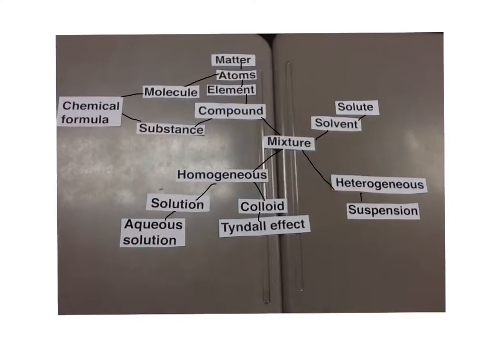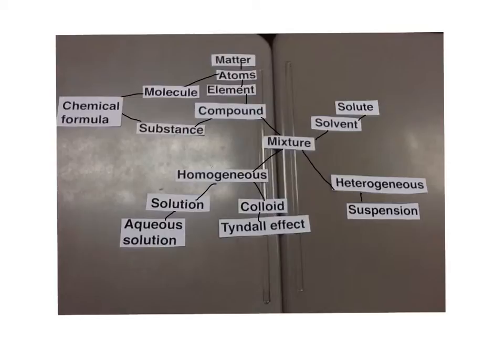Matter was placed at the top of the word web because everything is made up of matter. We put atoms under matter because they are the smallest unit of matter. Off of atoms, we put molecule because they are two or more atoms held together by covalent bonds. Off of molecule, we put chemical formula because all molecules have chemical formulas.